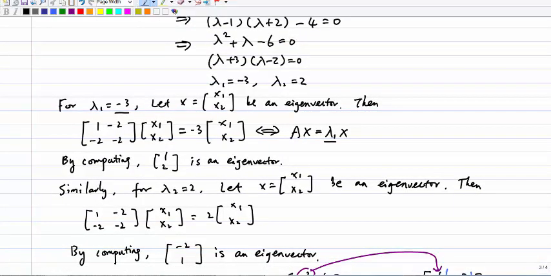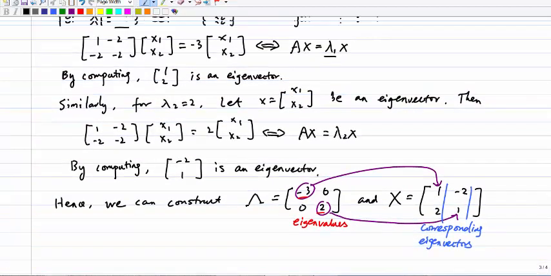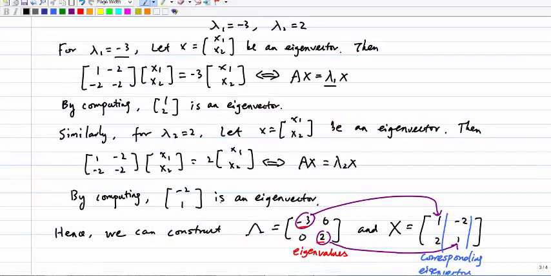Similarly, for lambda 2, which is 2, if we assume x1, x2 being this column vector, the eigenvector for this eigenvalue, I can still write this as A x equal to lambda 2 times x, just plugging in all the numbers for A, for x, for lambda 2. So I can also compute that (-2, 1) is the eigenvector.